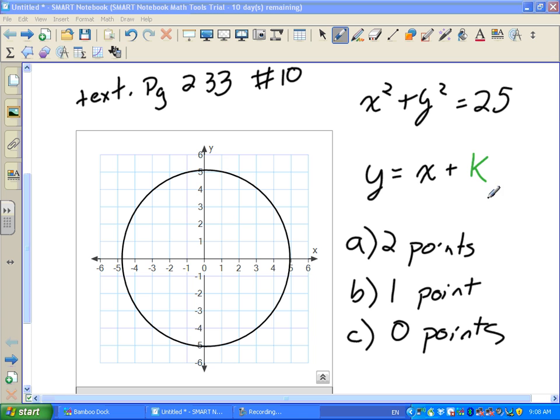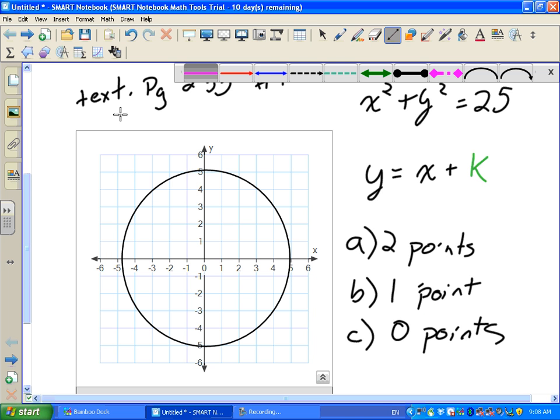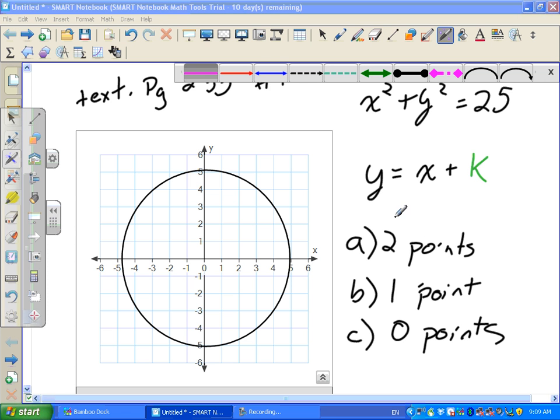So they want different values of k, where those values for A intersect this circle at 2 points, for B intersect the circle at 1 point, and for C don't intersect the circle. So we're going to work on the first one. This is the equation. Make sure we got this here.